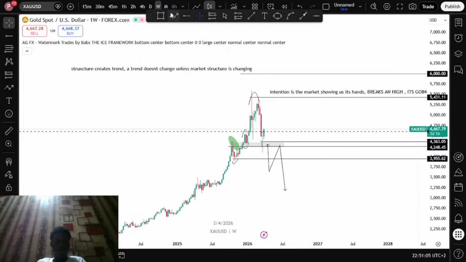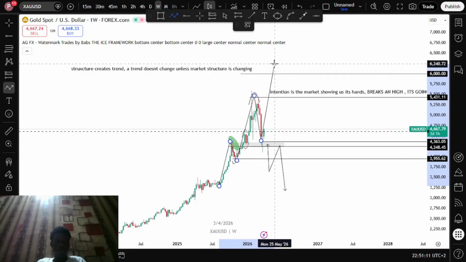For instance, this trend that has been happening, that will give us another low, does not change unless the structure has changed.